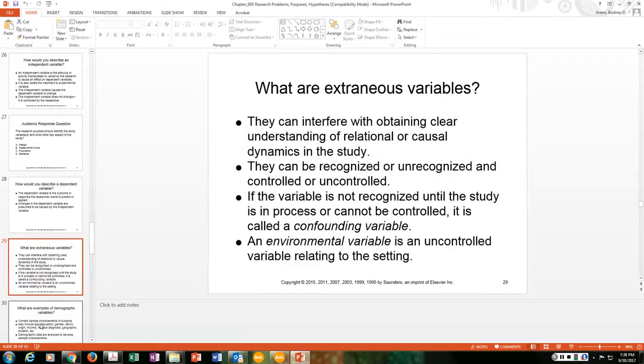Extraneous variables. Extraneous, they don't belong, right? They kind of interfere with obtaining a clear understanding of the relational or causal dynamics in the study. They can be recognized or unrecognized. They can be controlled or uncontrolled. If the variable is not recognized until the study is in process or cannot be controlled, it is called a confounding variable.